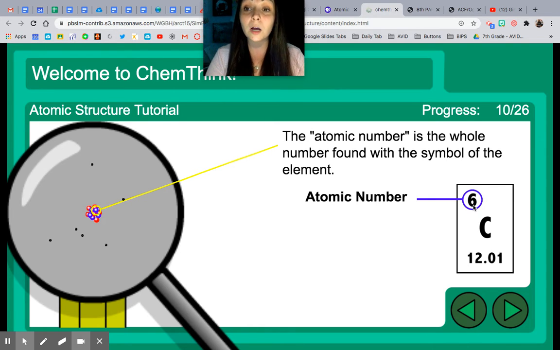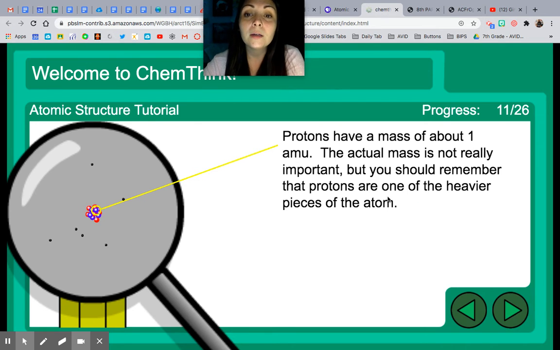But the atomic number, y'all, is always a whole number, no decimal point numbers, nothing, just a solid 1, 2, 3, 4, 5, 6, all the way up to like the 200s plus. So carbon's atomic number is 6. Why? Because it has 6 protons. So the atomic number tells you the number of protons in the atom. So protons have a mass of about 1 AMU, which is atomic mass unit.